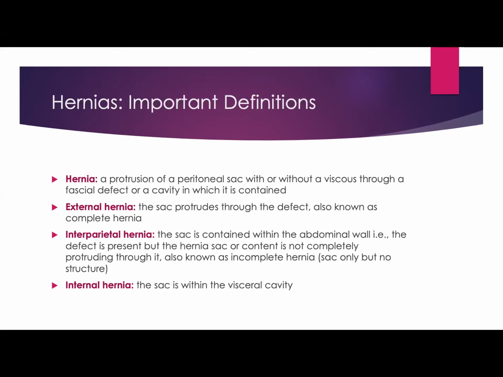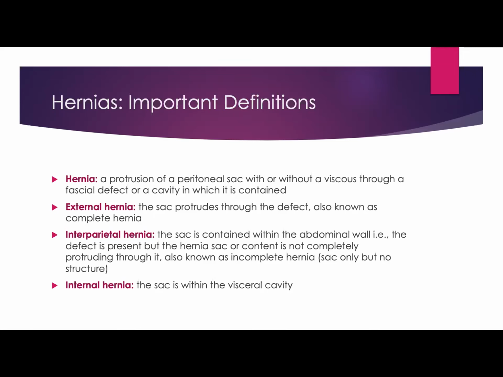And in addition to that, we have the interparietal, which is the same defect as the external hernia. However, in the external hernia, we have a complete protrusion. So in that defect, we have the hernial sac, which is out of the abdominal cavity into the abdominal wall. However, in the interparietal, there is only the defect that is there. The content might be there, the hernial sac might be there, might not be, okay? So it's not completely protruding. What makes it protrude is the increased intra-abdominal pressure, okay?